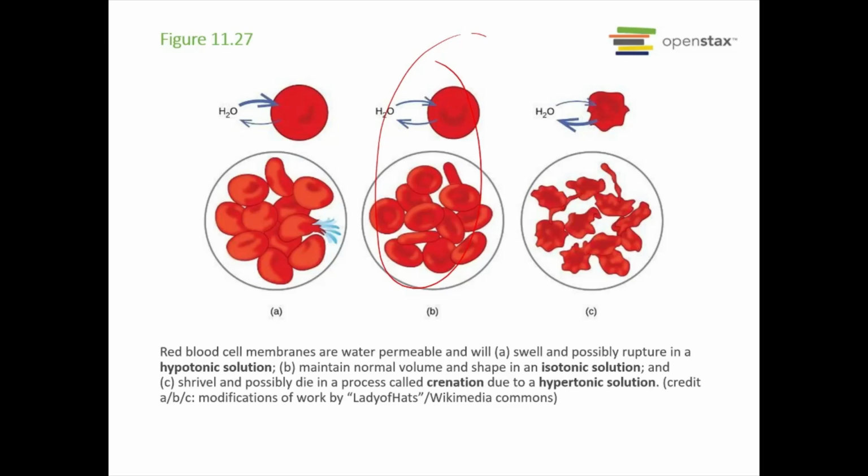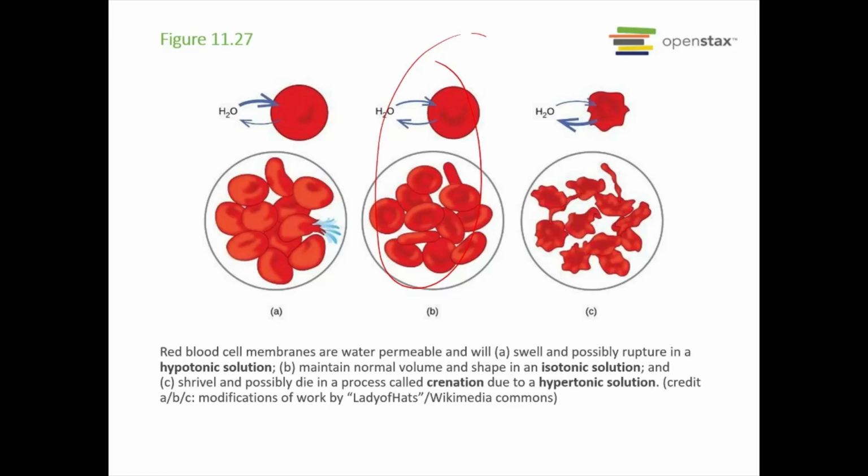So if you have a hypotonic solution, that means it has a lower concentration than your blood cell. So water is going to flow into the blood cell to try to equalize these solutions, and it ends up making the red blood cells expand, which can potentially cause them to burst and kill you.